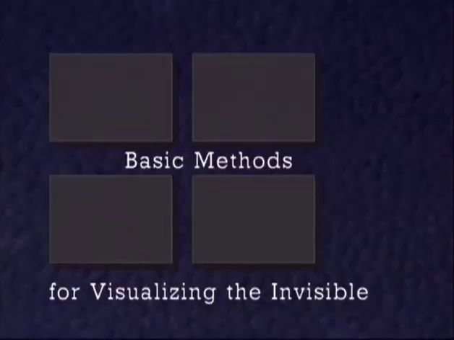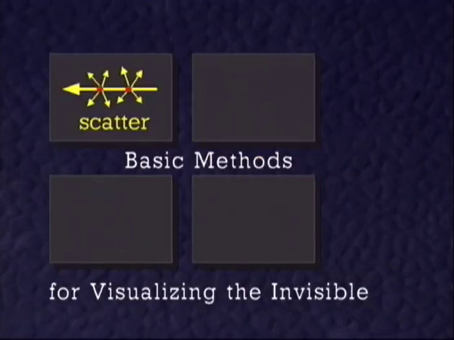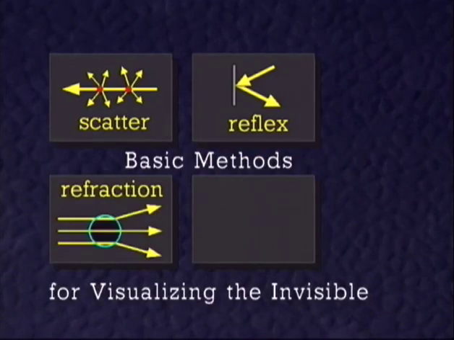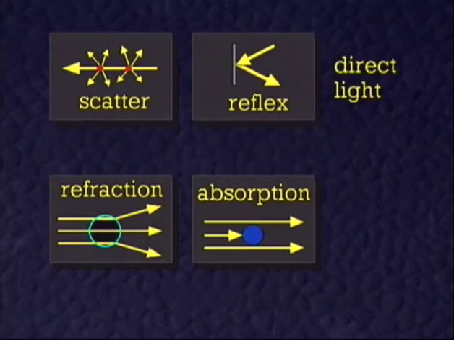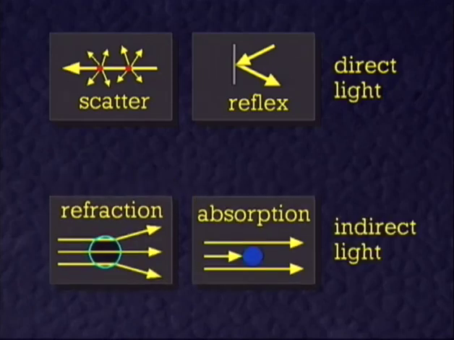Let us look back for a moment. The basic methods for visualizing transparent tissue are the generation of light scattering, the generation of reflexes, the observation of refracting phenomena, the observation of absorption. These four methods are applied by two illumination modes. One mode is direct light and consists of scattered light and specular reflection. The other mode is indirect light and consists of refraction and absorption phenomena.